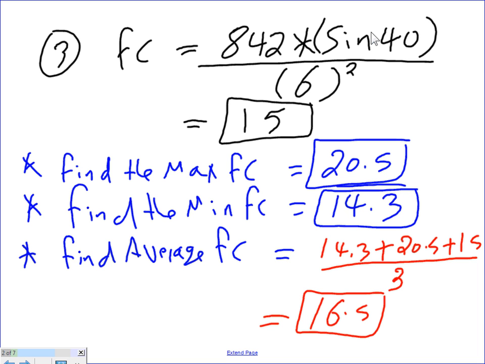The rest, Ashley, my friend, is finding the maximum. I have 3 points. I want you to pick the maximum, the minimum, and the average. So what do you do? Which one is the maximum? 20.5, Chad. There are 3 of them. Which one is the minimum? 14.3. What's the average? What do you do when you have 3 points and you need to average them? Add them up, divide by their number. So the average on the face of this switchgear is actually 16.5.